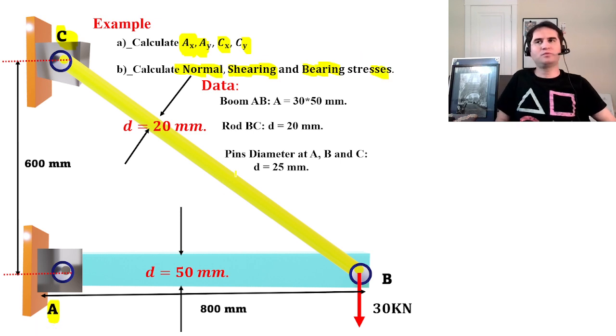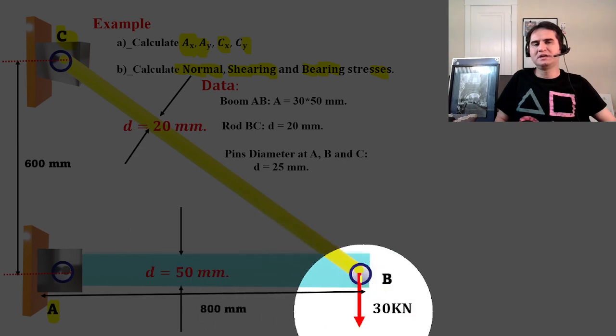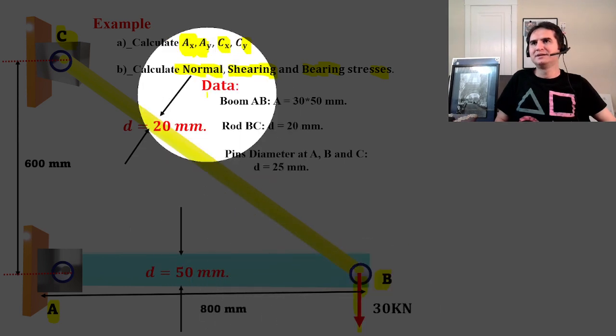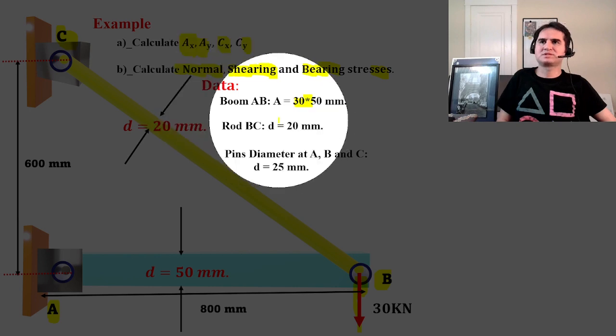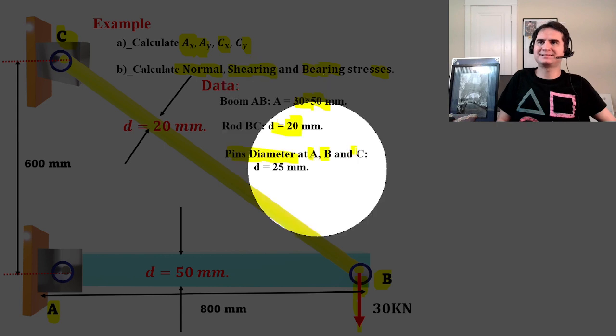configuration. The data provided: this configuration consists of a boom AB, which lies from A to B, and a cylindrical rod extending from B to C, which handles a 30K downward concentrated load at pin C. The dimensions of the boom and rod, and also the diameters of the pins at B, A, and C, are provided.